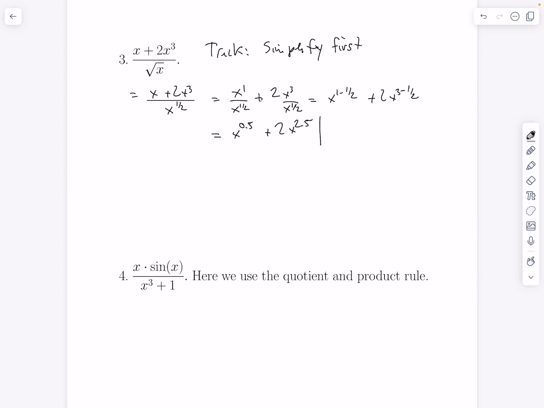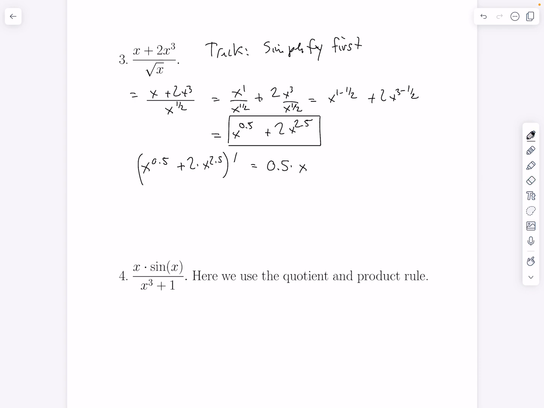So this is our function, now simplified. Okay, and now we differentiate this one, which is easier to differentiate, because we just need the power rule. So the power is 0.5. We subtract 1. Well, first it goes to the front.